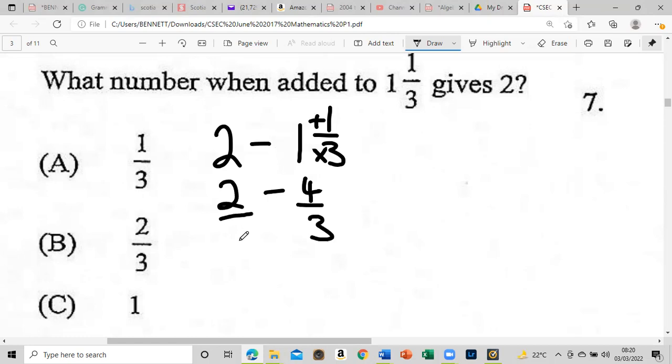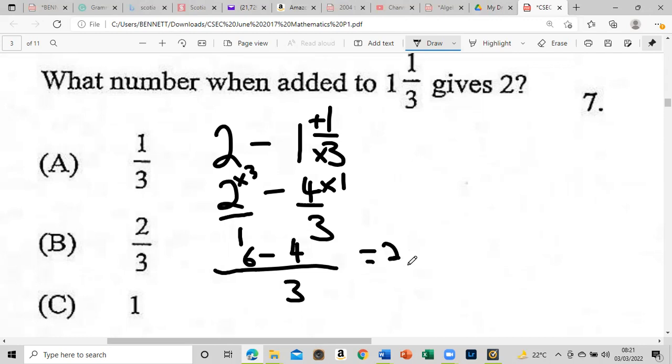Can put this over 1, right? So the LCM would be 3. So 1 into 3 goes 3 times, and multiply this by 3, so we get 6 minus 4. 3 into itself 1, and multiply this by 1. So 6 minus 4 is equal to 2/3. So that's 2/3. Alright guys, remember, go ahead and try. Let's move on to number 3.